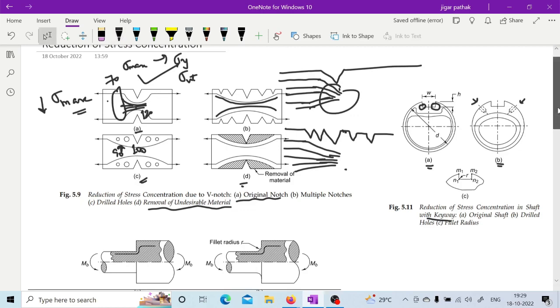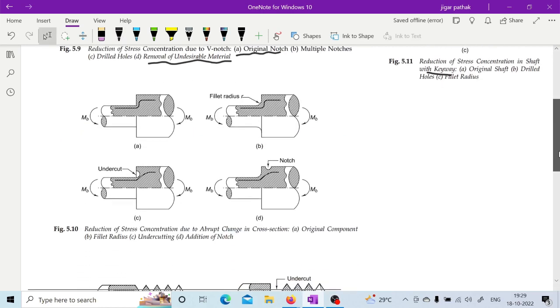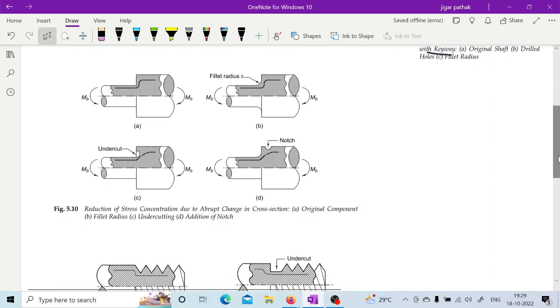So after that, an abrupt change in cross section also results in stress concentration. So here also they are providing a fillet radius, and they are providing undercuts and notches to reduce the stress concentration.